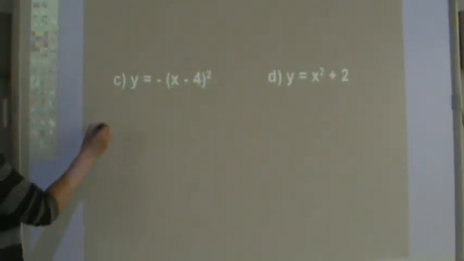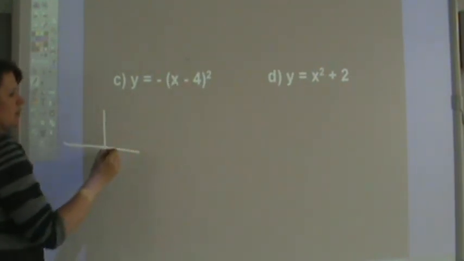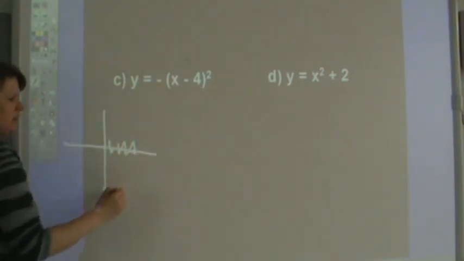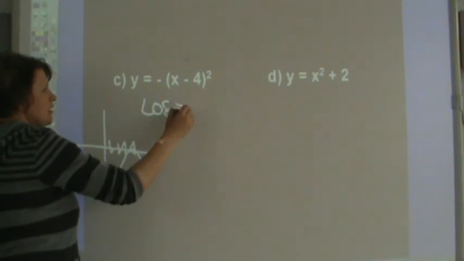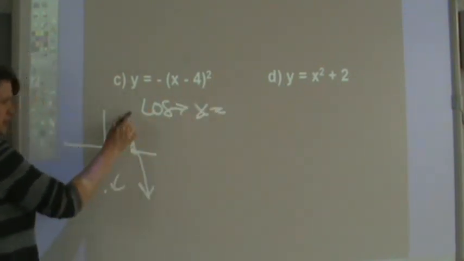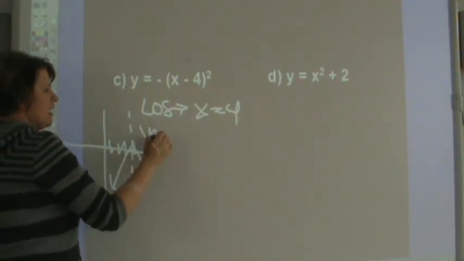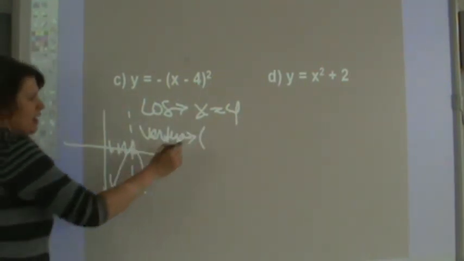All right, let's try another one. Parentheses tells you to move right or left. If it's a minus, it moves to the right. So it's right here. It's a negative. That means it opens downward. So my line of symmetry is x equals right here at 4. And my vertex, sorry, my pen, would be right here at 4, 0.